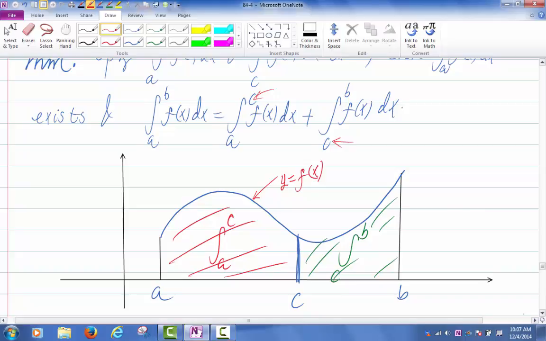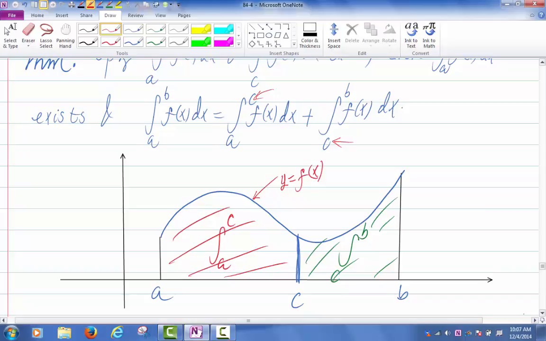So if I look at c between a and b, what is the integral from a to c? The integral from a to c represents the red area, right? You guys agree with that? And the integral from c to b gives you the green area, right? So notice that if you add the red area and the green area, you get the entire area from a to b, which is the integral from a to b.